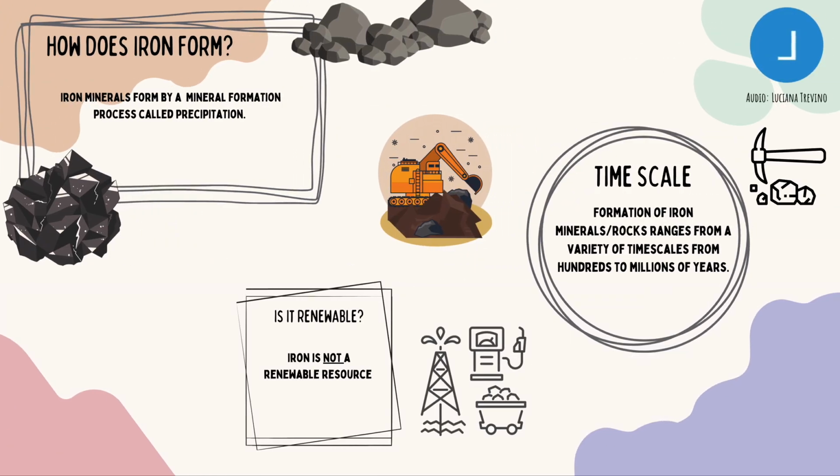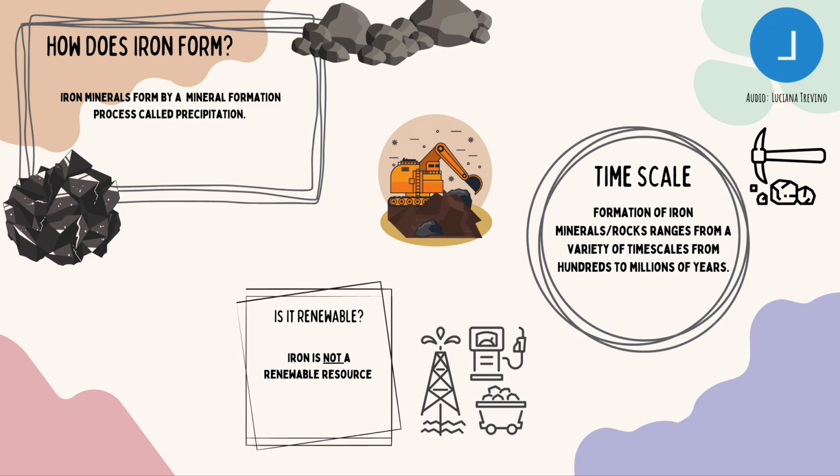How does iron form? Iron ore formation commonly begins with the weathering of iron-rich rocks such as volcanic basalts or granite. As these rocks weather, they release iron ions into the water. These ions can be combined with oxygen and other elements to form iron oxide minerals, which then settle to the bottom of the water and accumulate as iron ore deposits through a process called precipitation. This forms iron oxide minerals such as hematite, magnetite, and goethite.